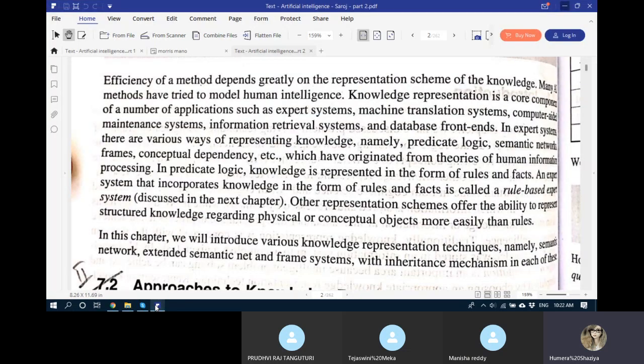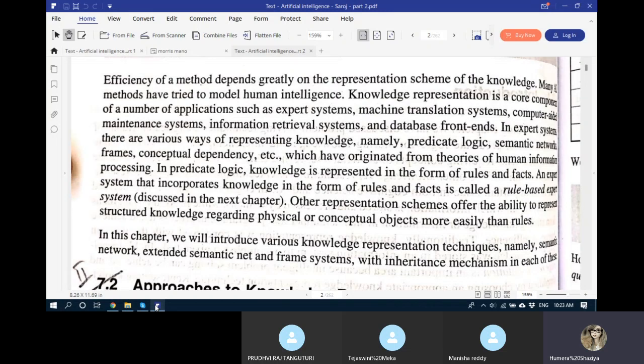So we are studying knowledge representation. We discussed some of the basics of knowledge representation, and now we will look at the applications of knowledge representation. Knowledge representation has a number of applications such as expert systems, machine translation systems, computer aided maintenance systems, information retrieval systems, and database front ends. What is an expert system?